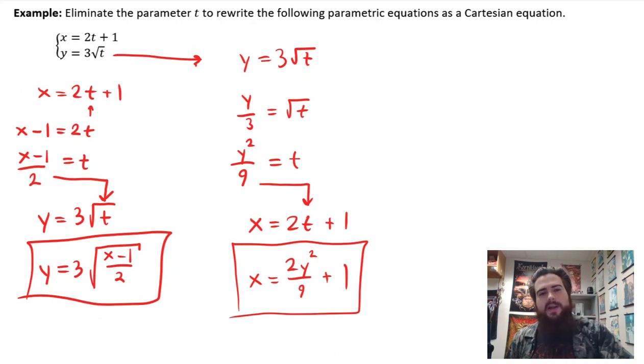Both are valid ways of taking this parametric equation and writing it as Cartesian. If the question you are working with specifies to get x or y by itself, then make sure that you do so. But if you are simply trying to convert to a Cartesian equation, either one of these would be perfectly valid.